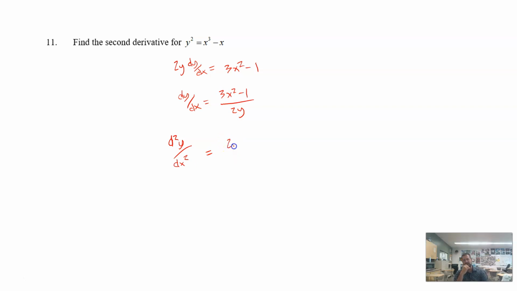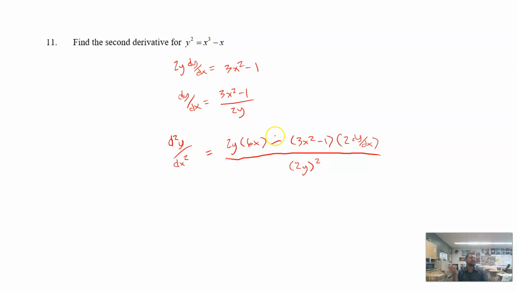So the quotient rule says write down the bottom, multiplied by the derivative of what's up top, minus what's on top, times the derivative of what is on the bottom. So I get 2 dy dx, all over the bottom squared.